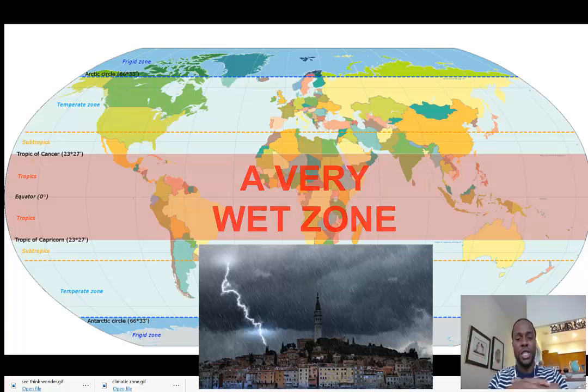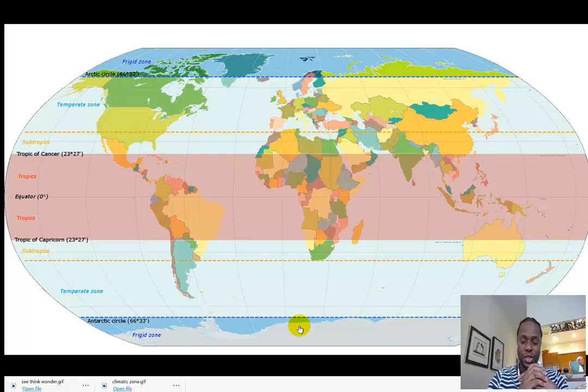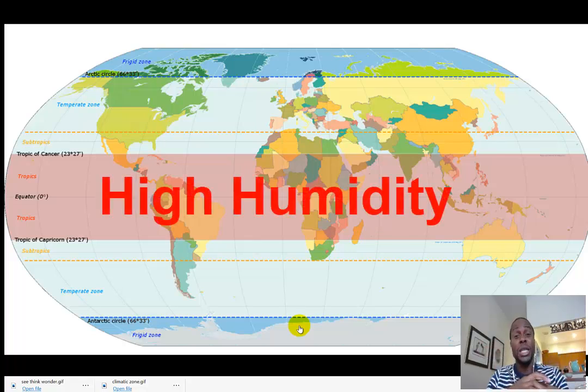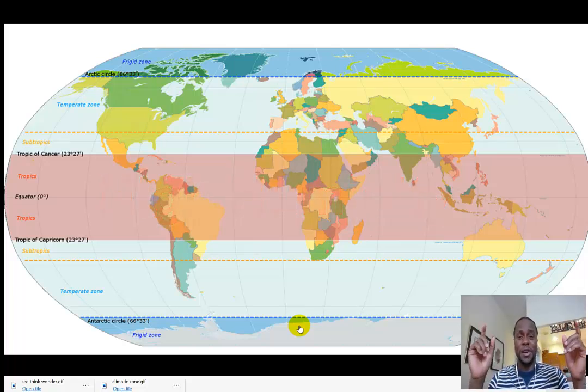So there's high precipitation in this tropical zone, equatorial zone, torrid zone. Because there is high evaporation, we say this region also has a high humidity. Now, humidity simply means, for those of you who have done your assignment about weather, the amount of water vapor in the atmosphere, the amount of water vapor in the air.